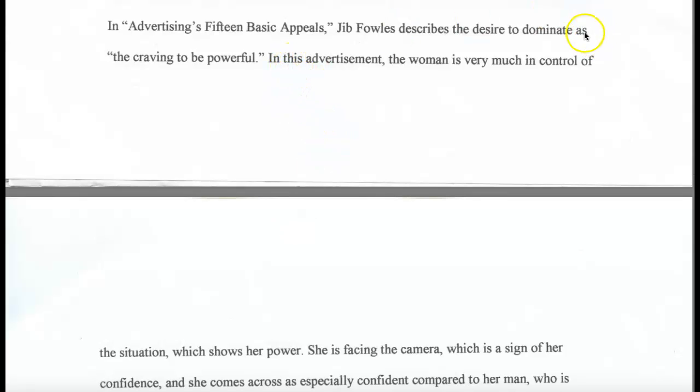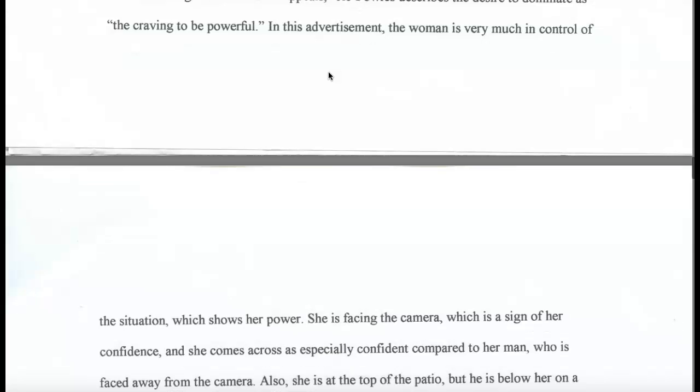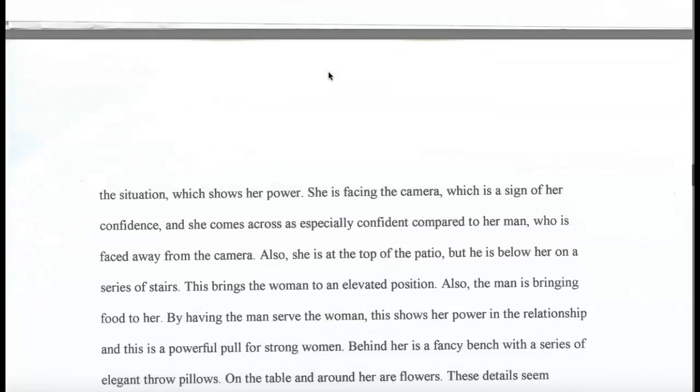After stating what dominance is the topic, it gives a brief definition of that. In this advertisement, the woman is very much in control of the situation, which shows her power. So I'm defining dominance as being in control, as having power. Then it gives some specific details from the ad itself.